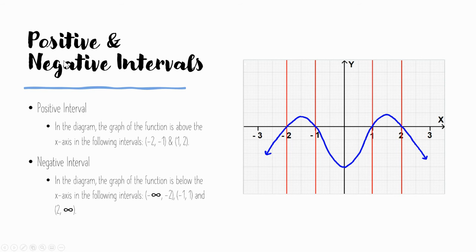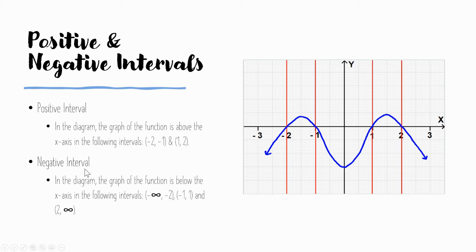All right, positive and negative intervals. A positive interval says in the diagram, the graph of the function is above the x-axis in the following intervals. So it says -2 to -1. This is a positive interval. And then 1 to 2, positive interval. It's because the function is above the x-axis.